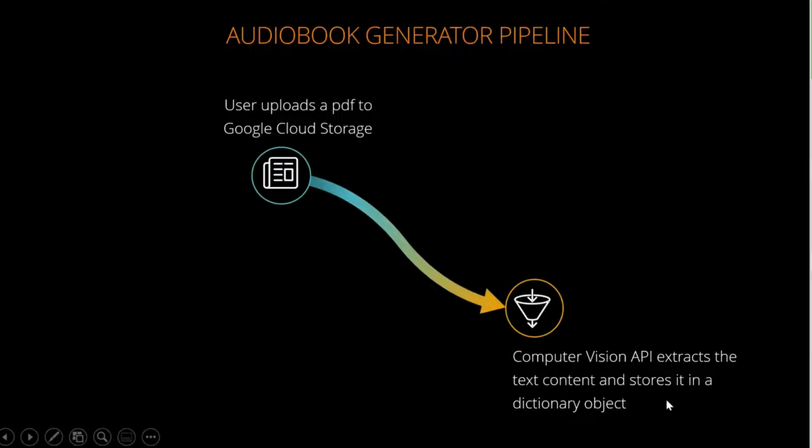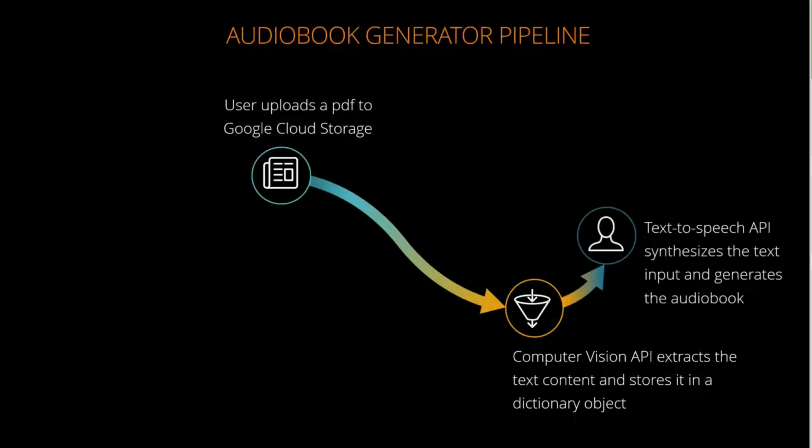And now that the text object is available, the next step is to send this content, this text dictionary, to the second API that we are going to use, Text-to-Speech API. Now, Text-to-Speech API will synthesize the text input, will synthesize the content across all these pages, and will generate the audiobook. This is where your custom voices, accents, everything are going to be available. They're going to be input to this API. And this API is going to in turn call machine learning models in the background that are automatically going to map those voices to the content inside this book. Right?